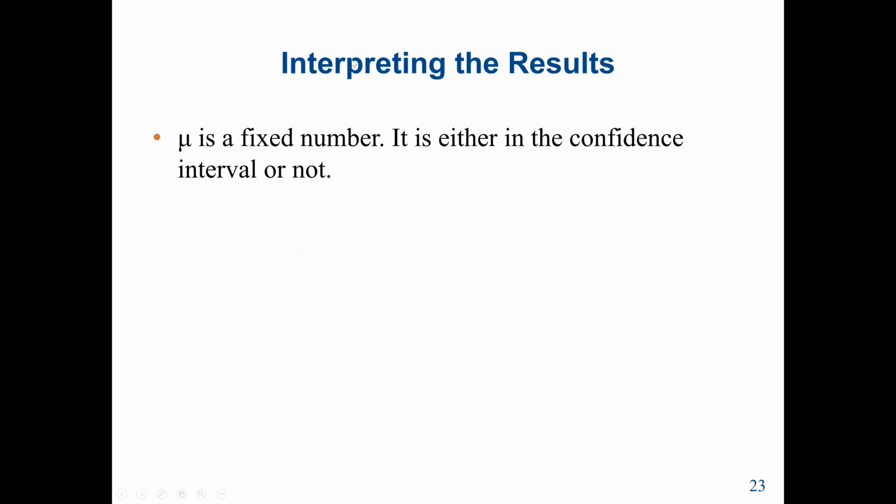Now, next we are going to learn how to interpret the result. We said that the mu is always a fixed number because the mu is the population parameter. All the population parameters, including population standard deviation, are always fixed numbers. So it is either in the confidence interval or not.